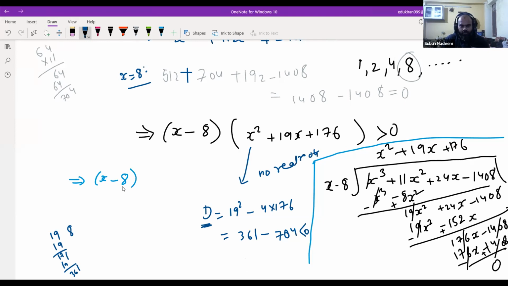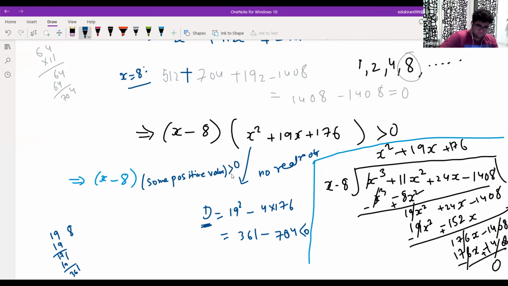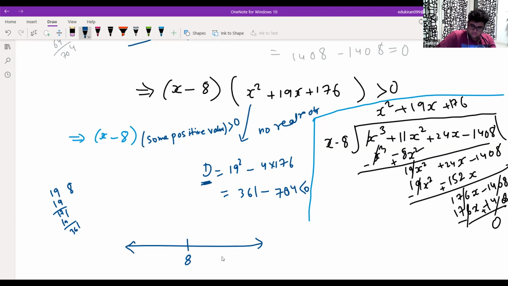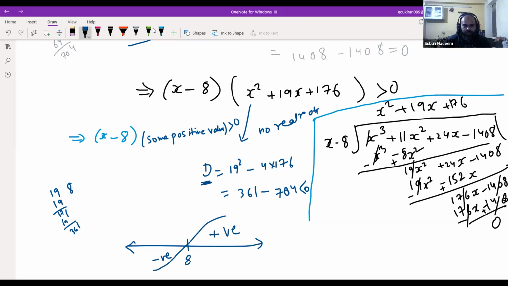So it is always positive. So x minus 8 into some positive value, because x square coefficient is positive, greater than 0. Yes, sir. So what you get is only one point on the x-axis, that will be 8. So it is positive, it is negative like this. The graph would be like this. Is it clear, Satya?